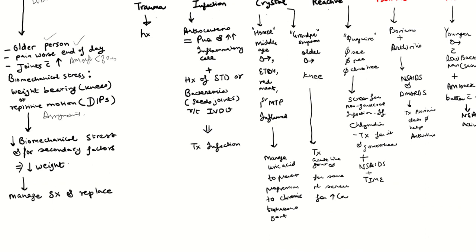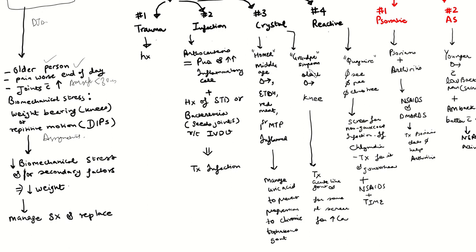And what do you do about it? Manage their uric acid to prevent progression to chronic tophaceous gout. Acute attack you manage with a few medications, and you can review the video of gout to get a better idea. Crystal disease to get a better idea.